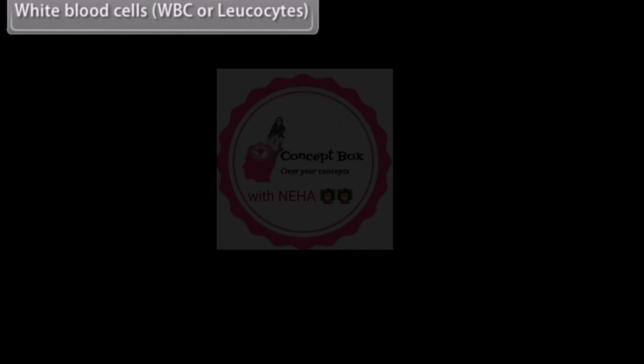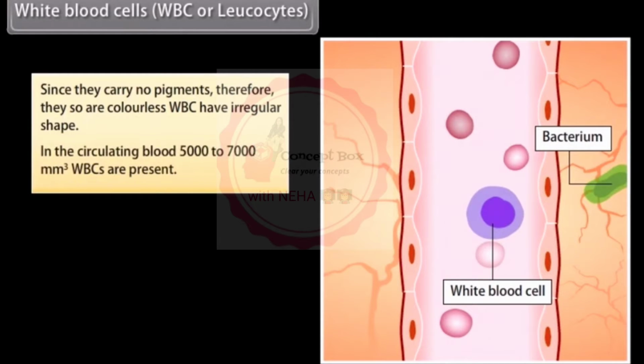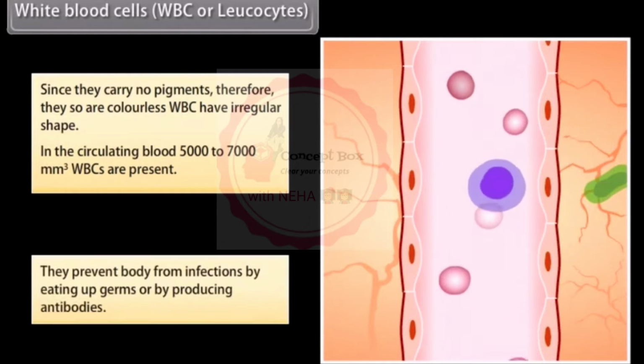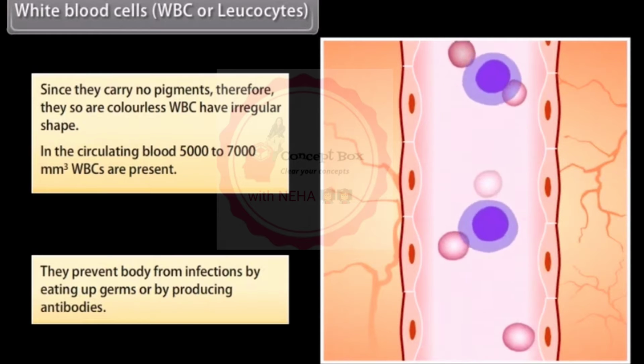White blood cells, WBC or leukocytes. Since they carry no pigments, they are colorless. WBCs have irregular shape. In the circulating blood, 5,000 to 7,000 per mm3 WBCs are present. They prevent the body from infections by eating up germs or by producing antibodies.